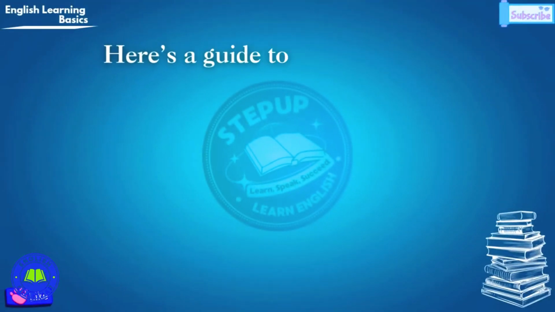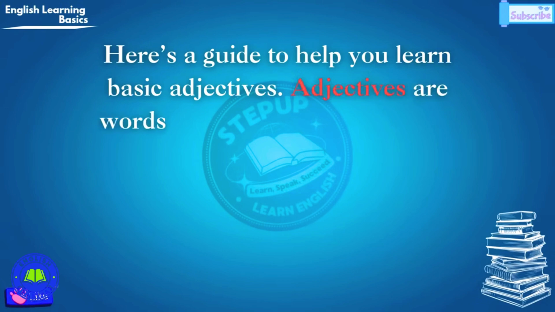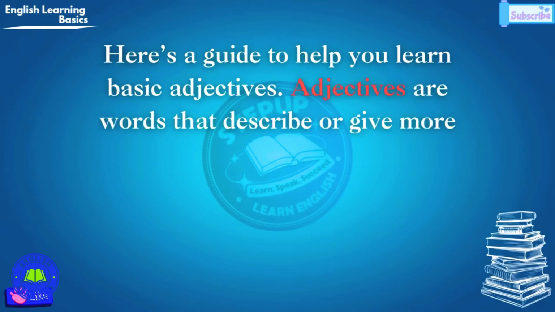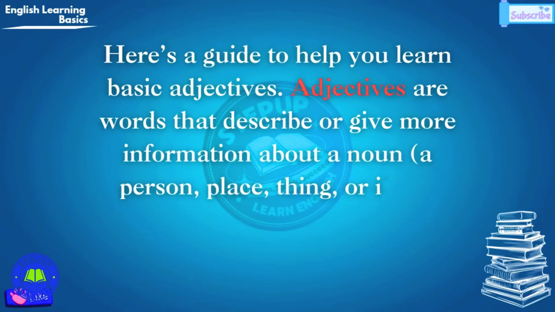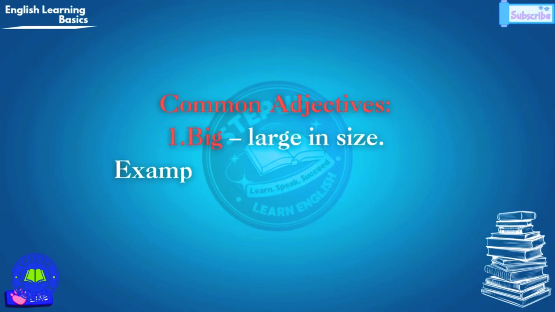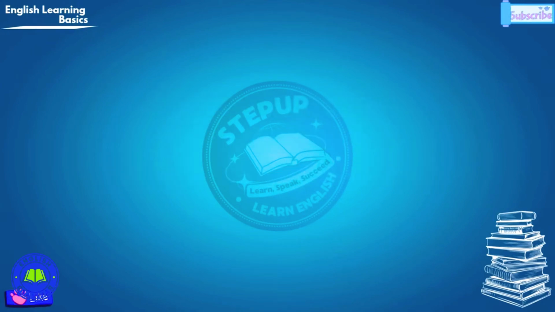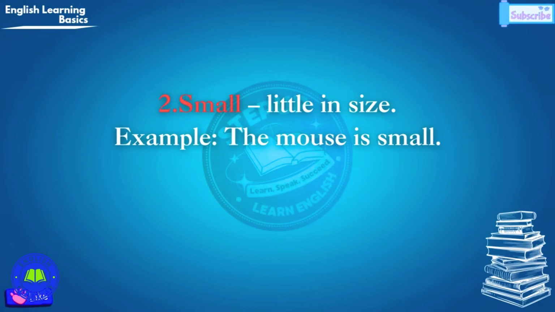Here's a guide to help you learn basic adjectives. Adjectives are words that describe or give more information about a noun, a person, place, thing, or idea. Common adjectives. 1. Big, large in size. Example: the elephant is big. 2. Small, little in size. Example: the mouse is small.